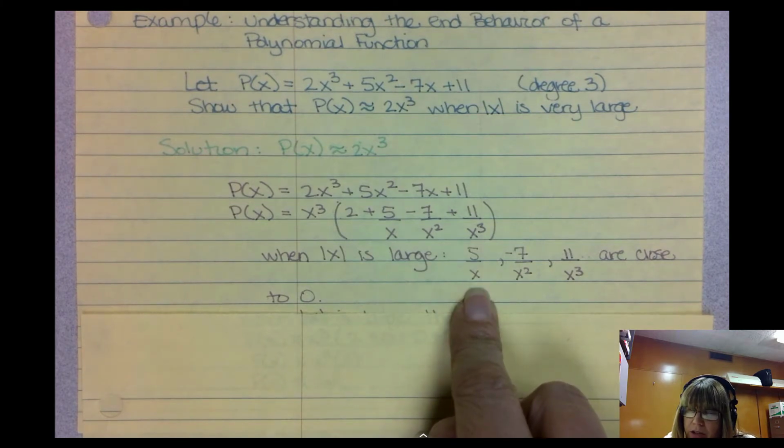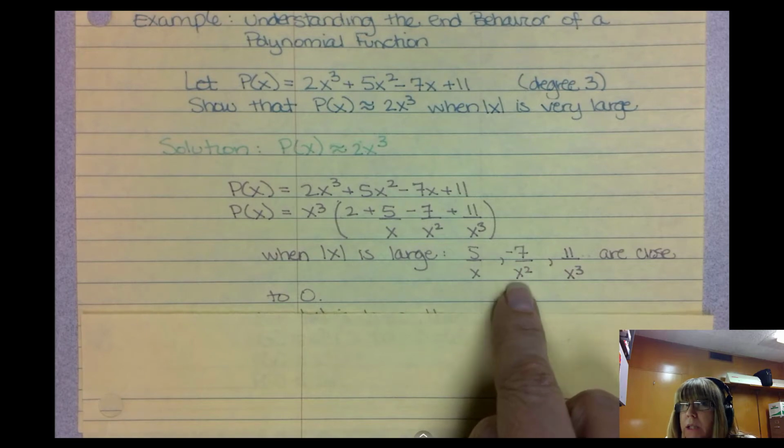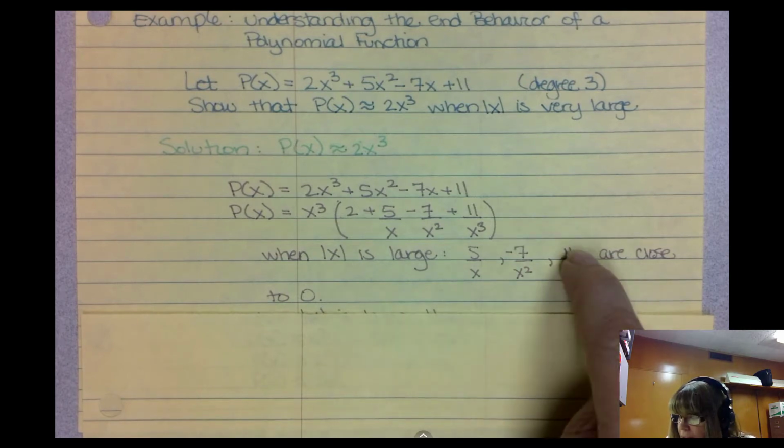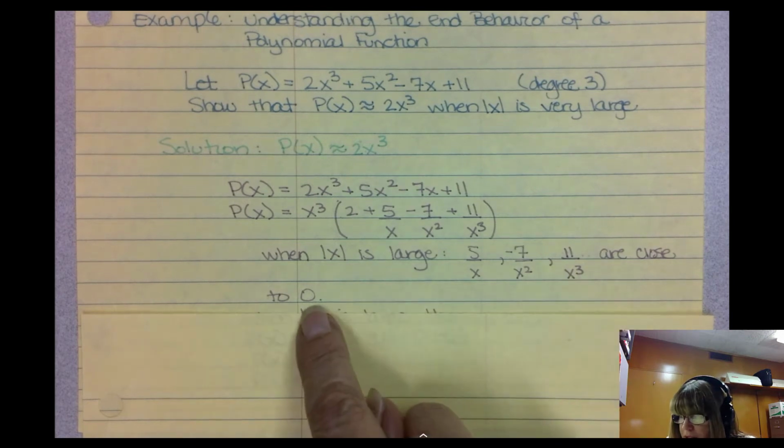Throw it in a calculator. It's going to be an extremely small number. Negative 7 over a million squared is really small. And 11 over a million cubed is like a 1 with, what, 18 zeros? That's incredibly close to 0. It's a really, really small number, and therefore very close to 0.